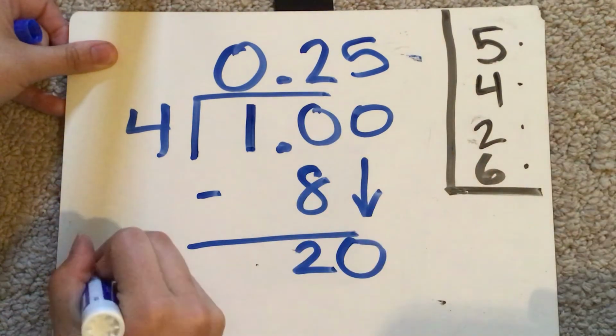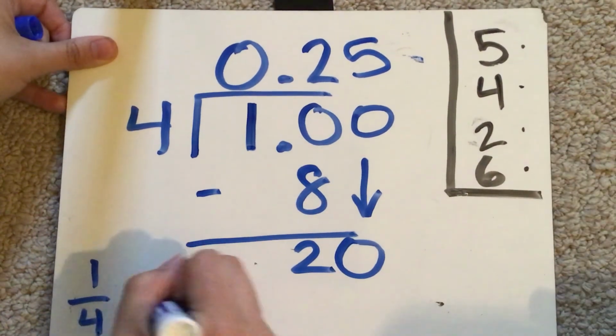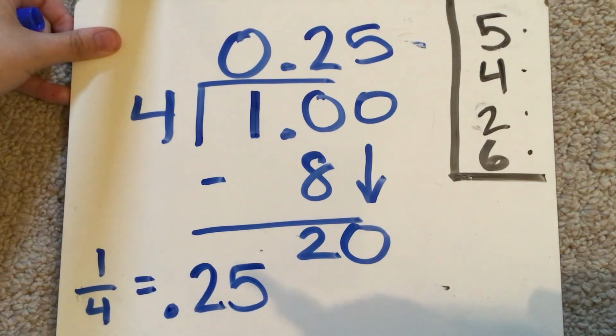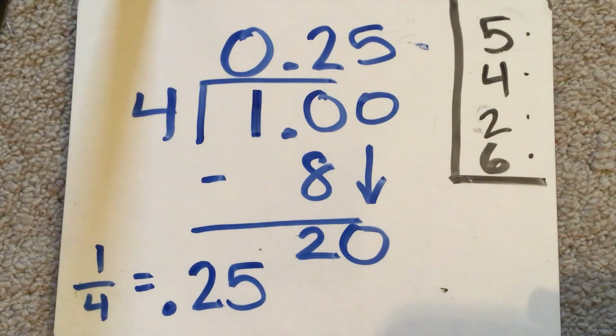So 1/4 equals 25/100. So my answer from before would have been 4 and 25/100.